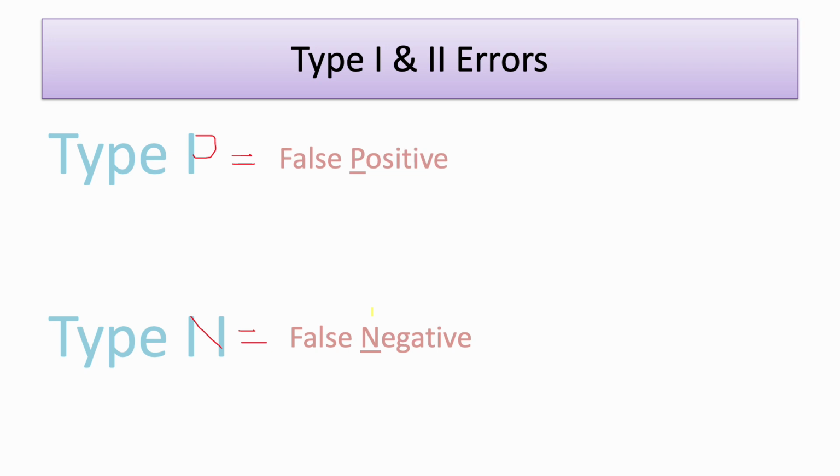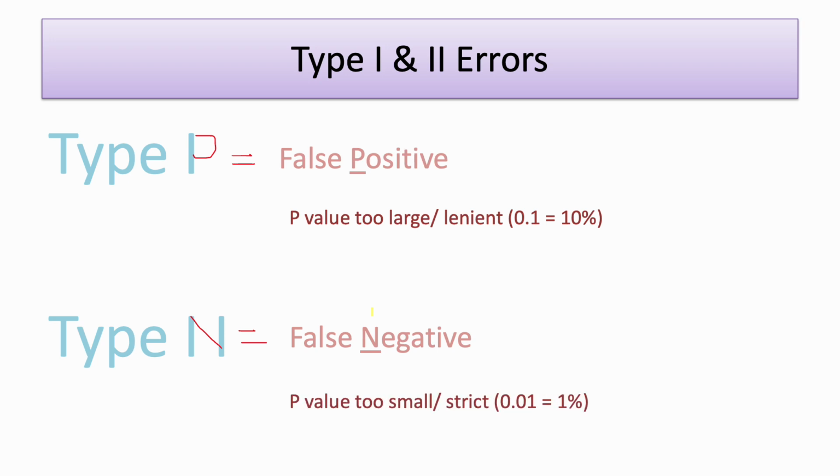In the context of psychology or in statistics, that would mean a type 1 error is likely to happen if your p-value is too large, too lenient. You're likely to get a false positive and think you've found a significant difference if you only account for 90% certainty, so 10% due to chance. On the other hand, a false negative is more likely if the p-value is too small and you're too strict on yourself. So something like 0.01 where you're 1% due to chance and 99% certainty. If you want to be that certain, you are likely to have a false negative.